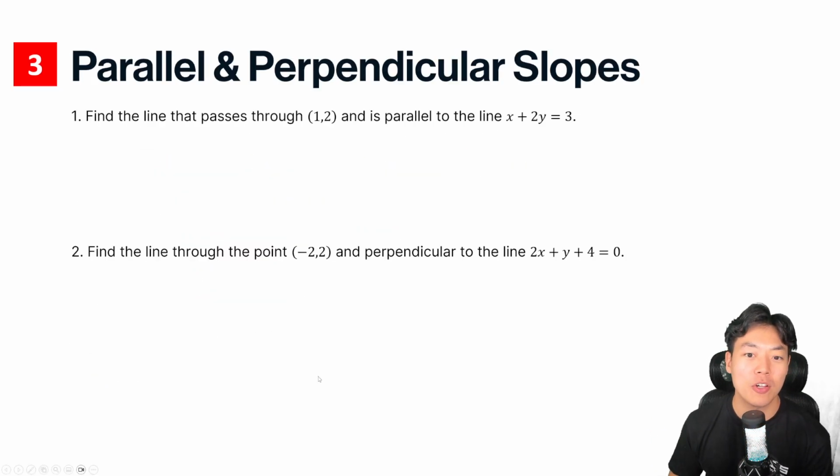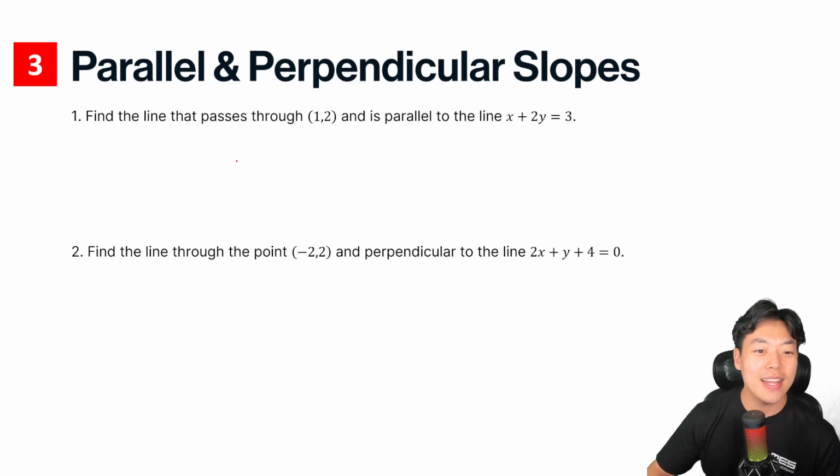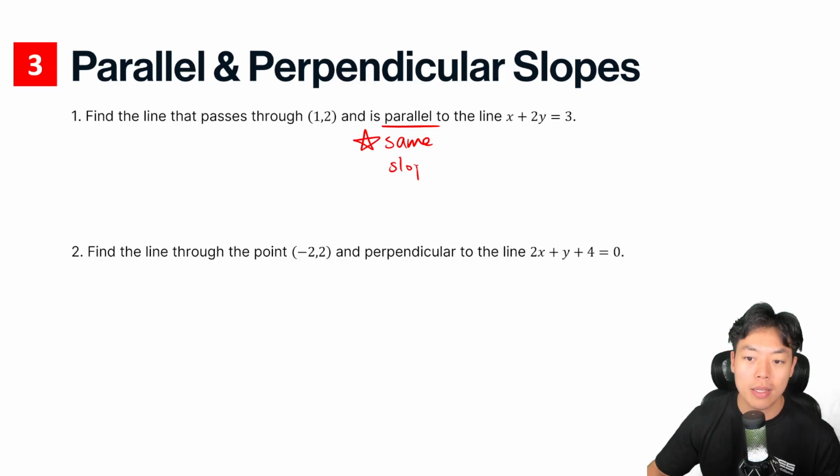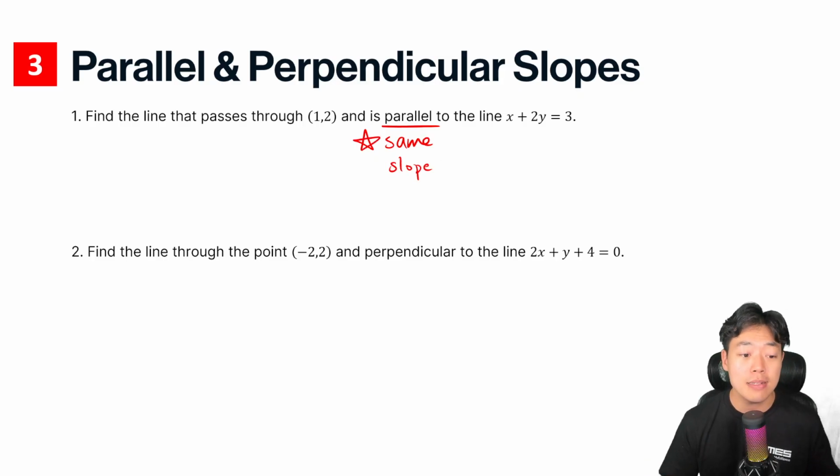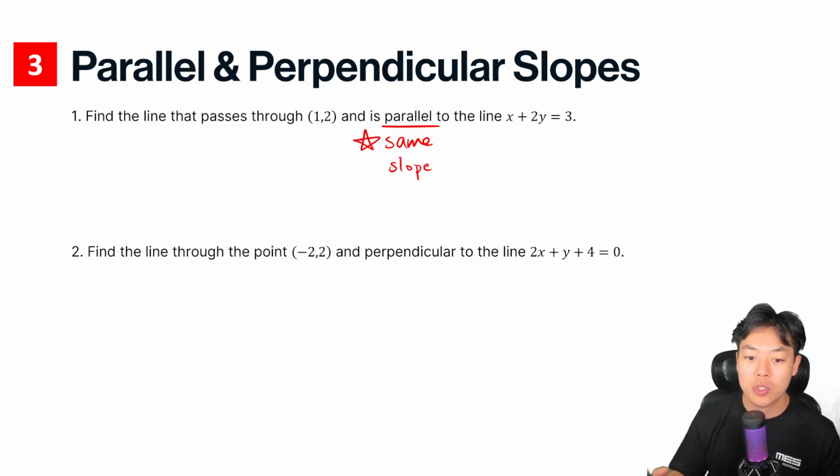Parallel and perpendicular slopes. This is probably one of the very first things you will see, most likely in your first week in AP Calculus. So let's cover it right now so you have a head start. Find the line that passes through this point and is parallel to this line. What does parallel mean? Whenever you see the word parallel, you want to think same slope. Parallel lines have the same slope, which is why they never meet unless they are the same exact line.